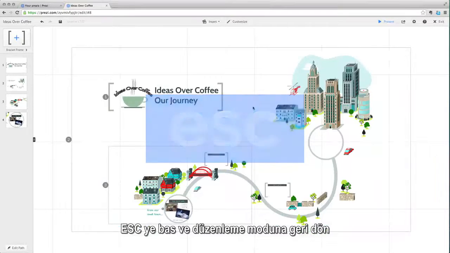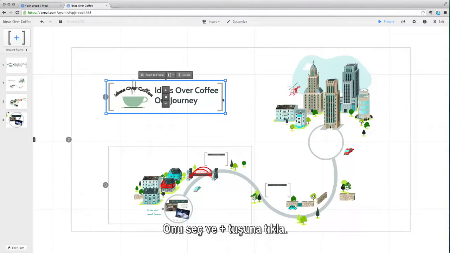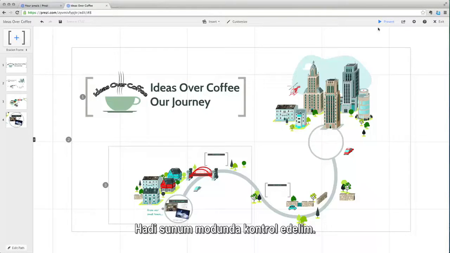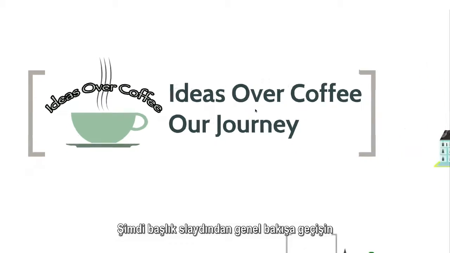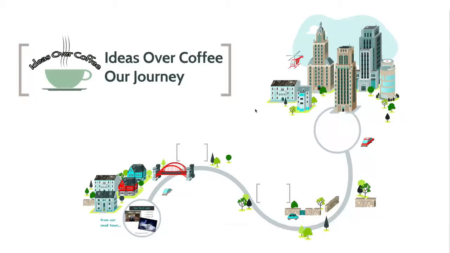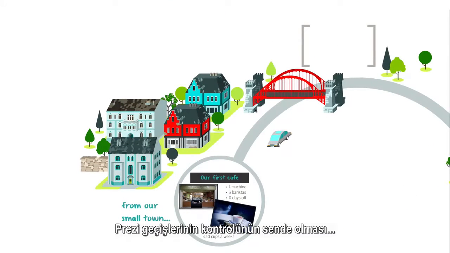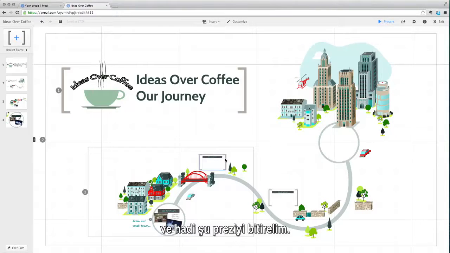Tap the Escape key to go back to edit mode. See that first bracket frame? Select it, and then click the plus icon. Now it's bigger. Let's check it in present mode. Click Present. Oh, you already did. You're really getting the hang of it. Now, see how that transition from title slide to overview is a bit less. Changing the size and position of objects changes the level of zoom, giving you control over the power of your Prezi transitions. Pretty cool, huh? Okay, so tap the Escape key again, and let's finish this Prezi.